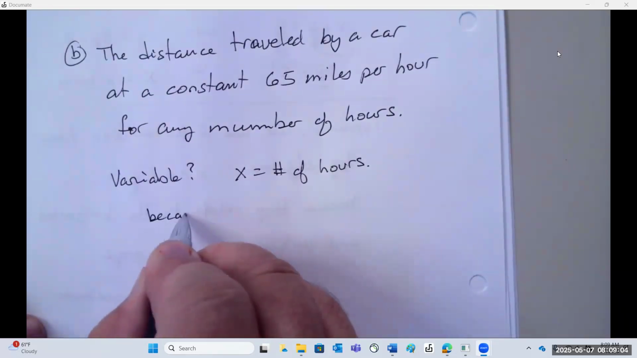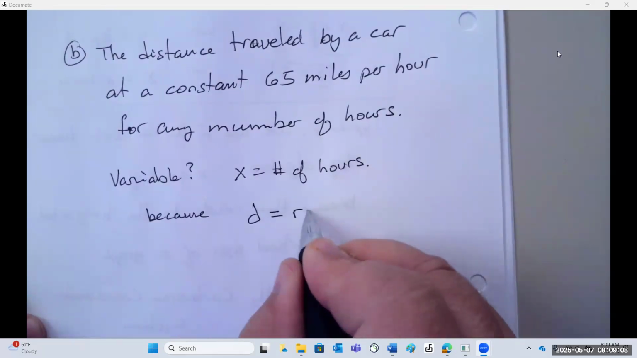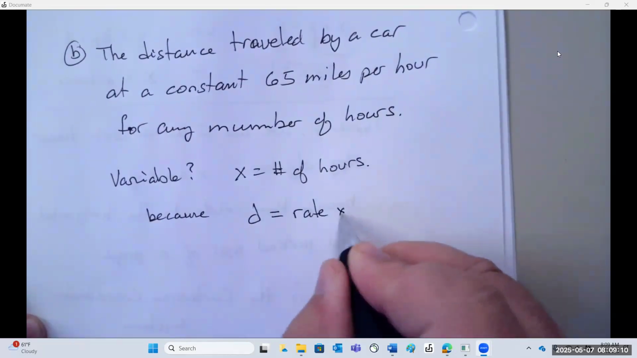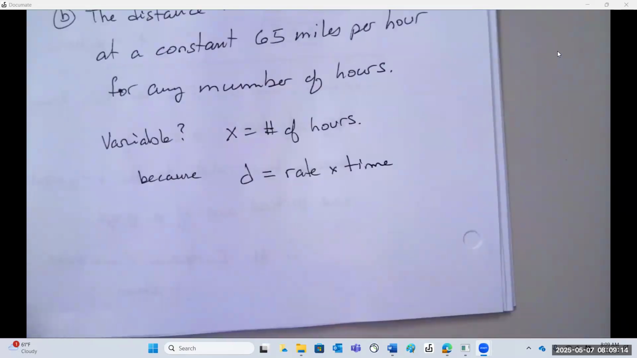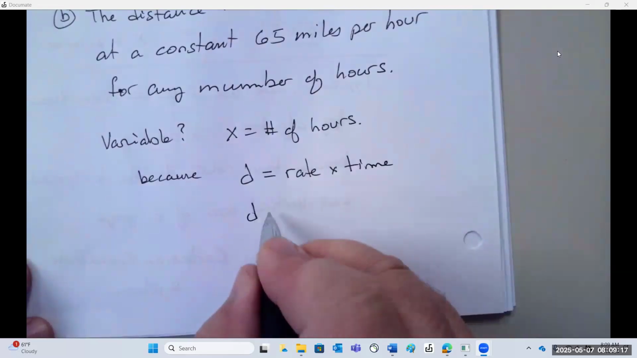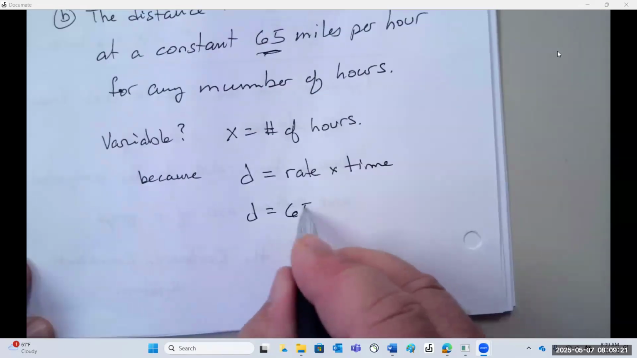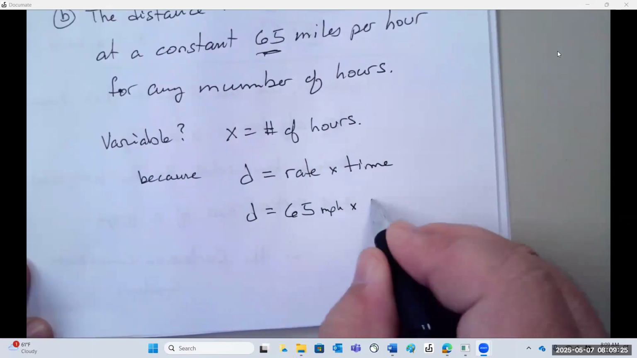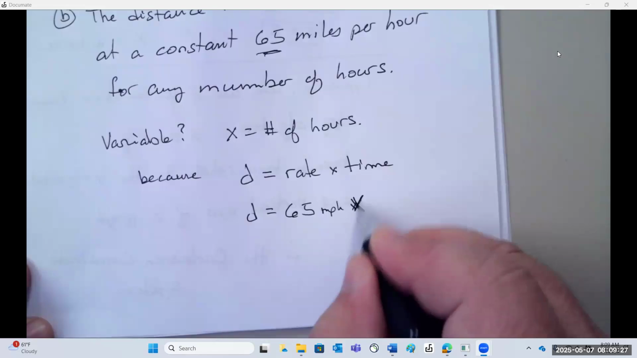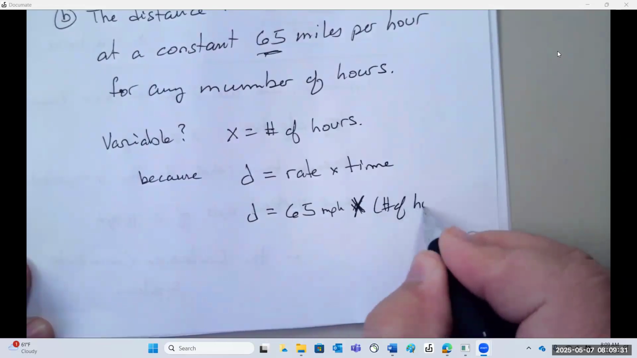Because distance equals rate times time. So the distance traveled is 65 miles per hour times x, the number of hours.